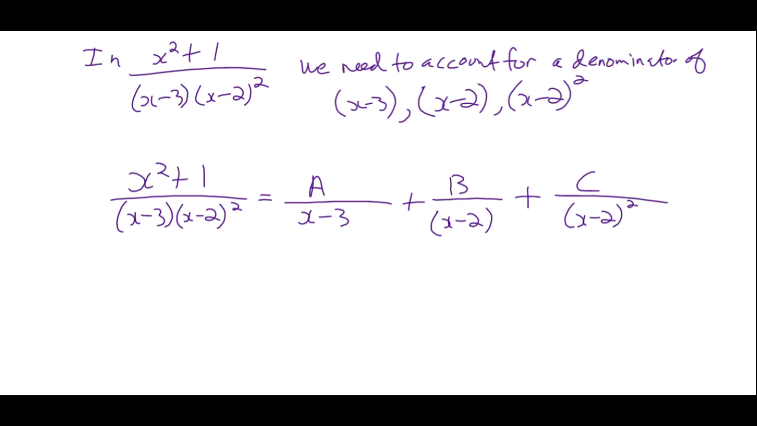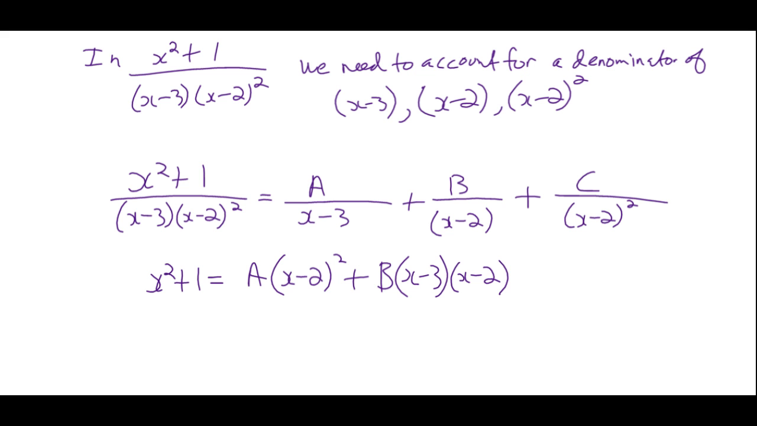Then what we're going to do is go through and multiply both sides by the LCD, x minus 3 times x minus 2 quantity squared. Make sure I've written this right. Yeah, it looks good. So x squared plus 1 is equal to A. What do we have to multiply the A by? It's got an x minus 3, so it needs to be multiplied by x minus 2 squared. What does the B get multiplied by? x minus 3 and x minus 2. What does the C get multiplied by? Just x minus 3.